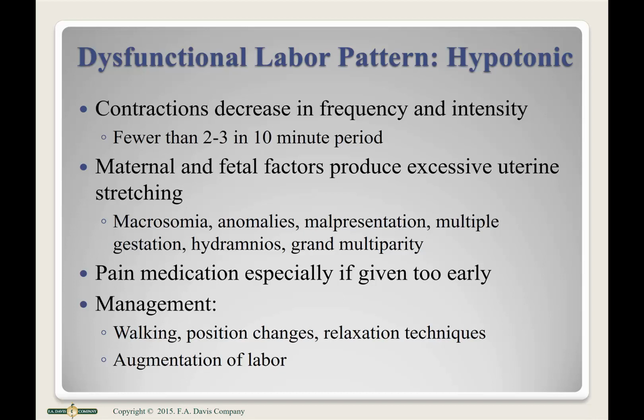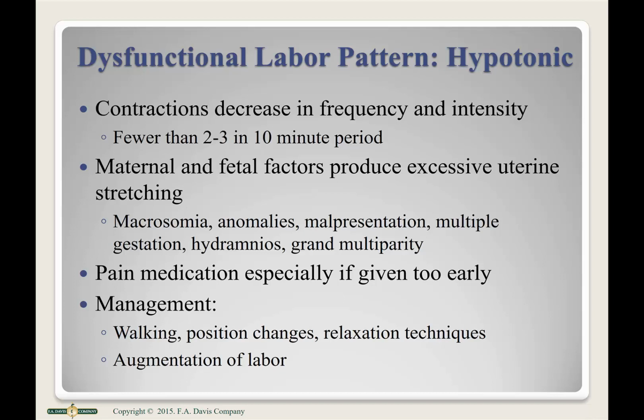Malpresentation, so transverse lie, it can also do this. Multiple gestation, so that's when there's more than one baby in this pregnancy, so twin or more babies. So when you have more babies in there, you have that overstretched uterus. Hydramnios is what we term too much amniotic fluid. So that also stretches out the uterus and causes that same problem.